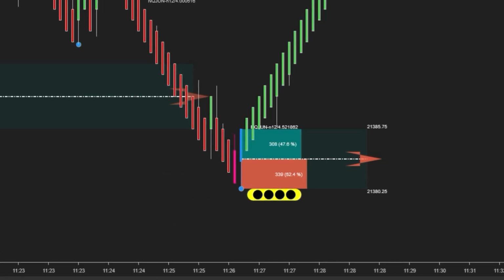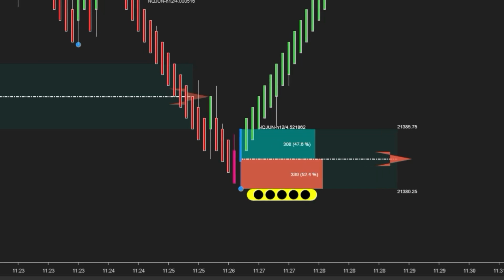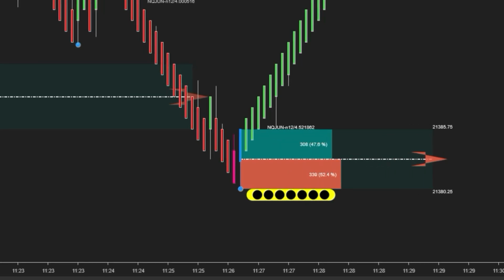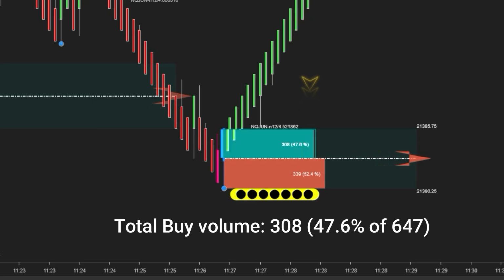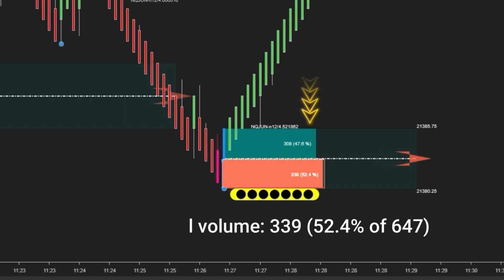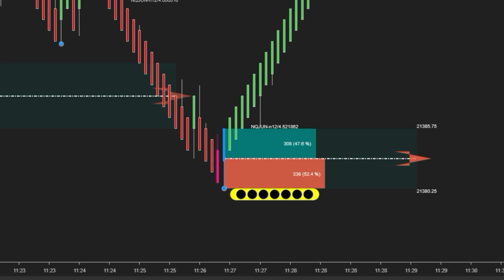After identifying that the total volume is 647, the indicator proceeds to analyze the buy-sell volume ratio within the demand zone. Specifically, buy volume 308 or 47.6%. Sell volume 339 or 52.4%. This suggests that sellers appeared to be in control within the zone, even though price had already started to reverse upward. This likely means that a large number of sell market orders were aggressively executed into the zone, but they were completely absorbed by resting buy limit orders sitting just below.